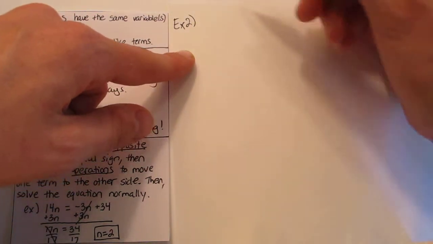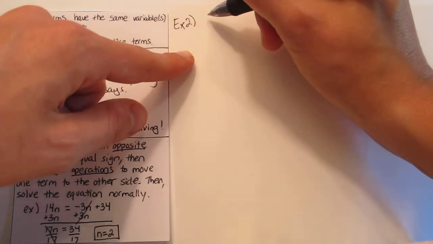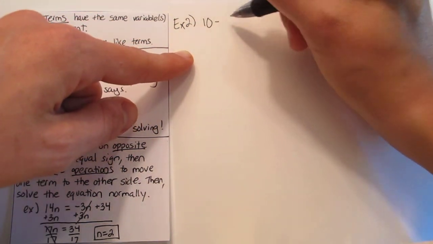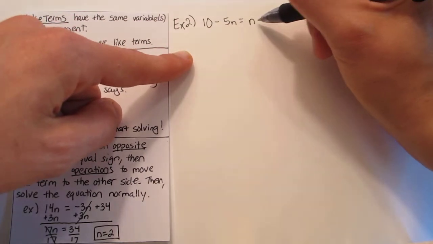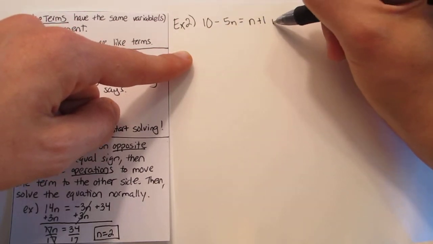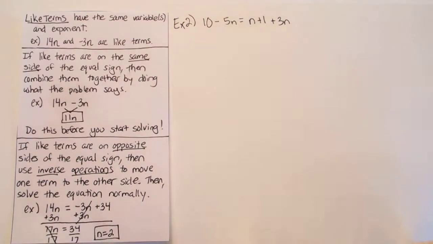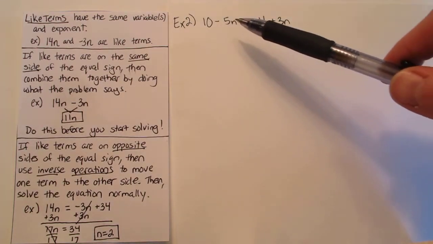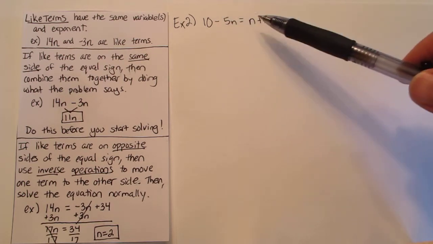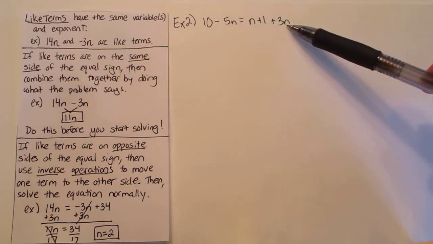So for example 2, I'm going to have 10 minus 5n equals n plus 1 plus 3n. So here I've got a lot going on. I've got n's in 3 places. I have negative 5n here, an n here, and a 3n here.